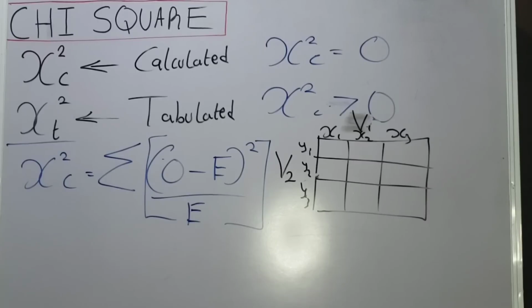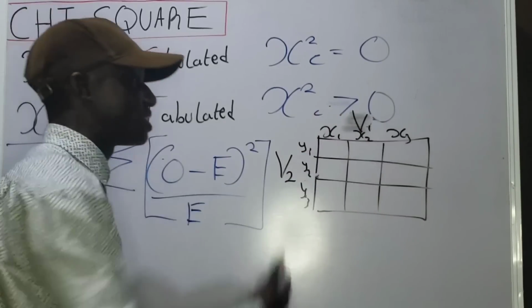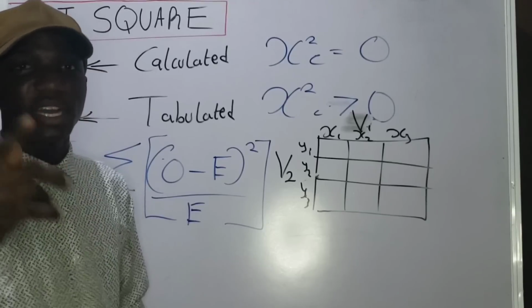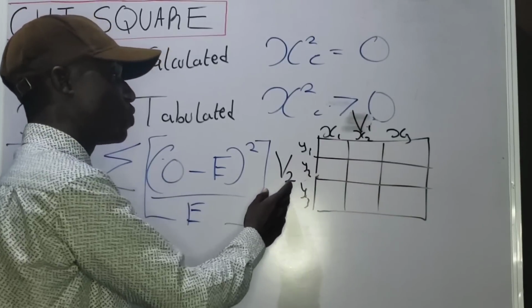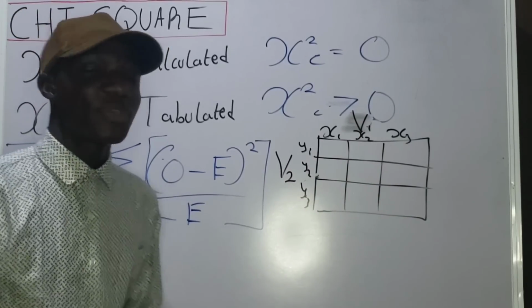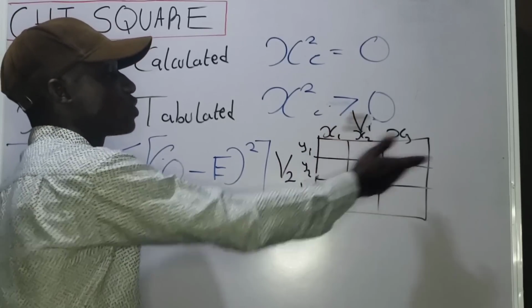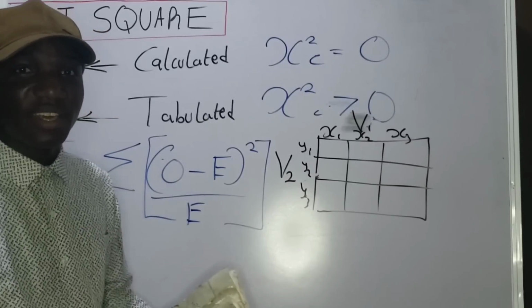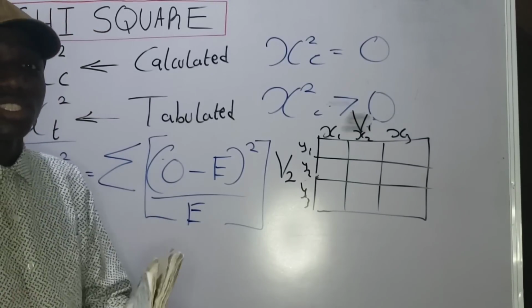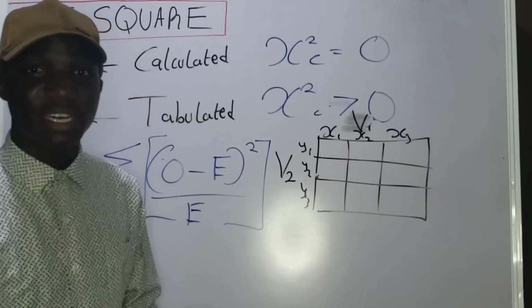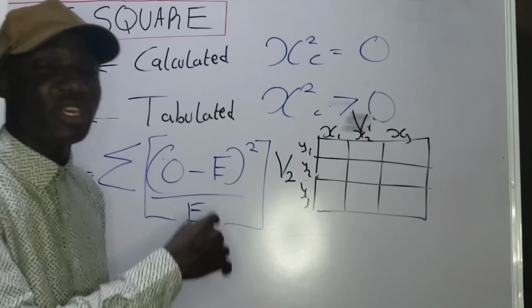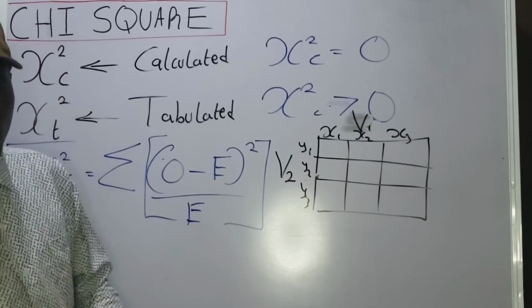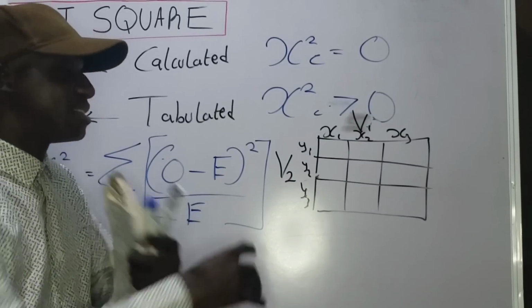For example, let's use this contingency table. We have two categorical variables, variable 1 and variable 2. The goal is to determine whether there is a relationship or independence. If there is a relationship, that means one variable depends on the other, that is, the effect of one variable affects the other. Now, if it is independent, that is, there is no relationship.